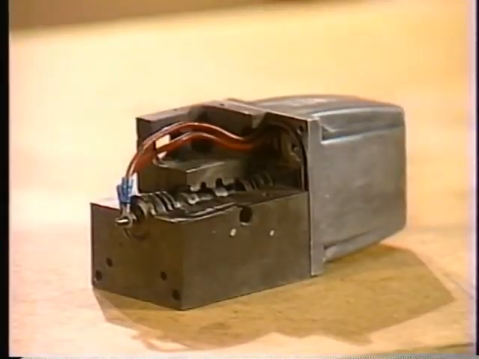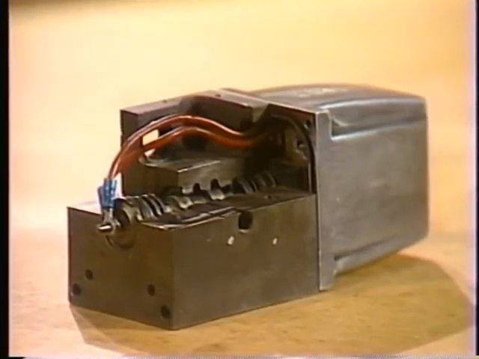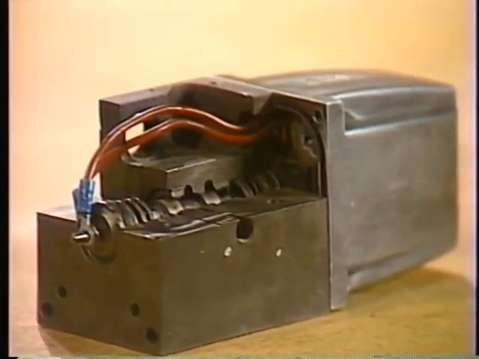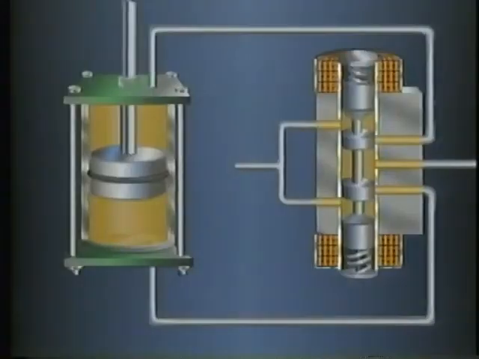Here's a cutaway model of a directional control valve similar to the one we just saw. The valve is operated by solenoids. Let's look at an illustration to see how it works. It basically has the same parts as the manually operated directional control valve, but instead of using a lever, it uses solenoids that respond to electrical signals from a control system to position the valve spool.